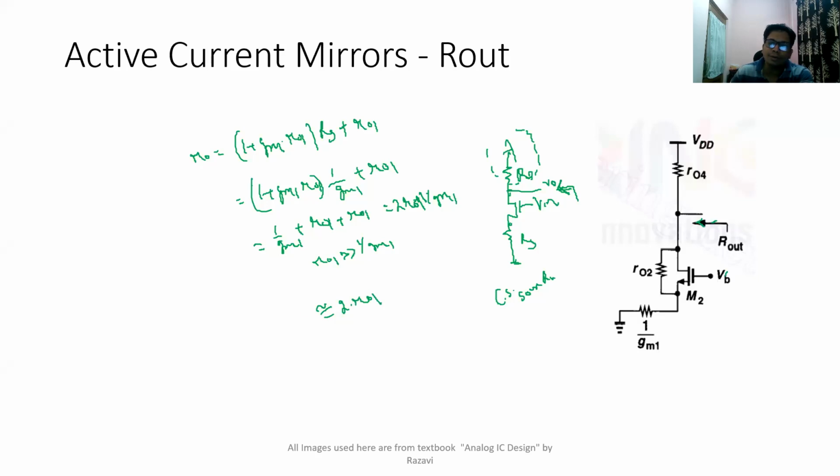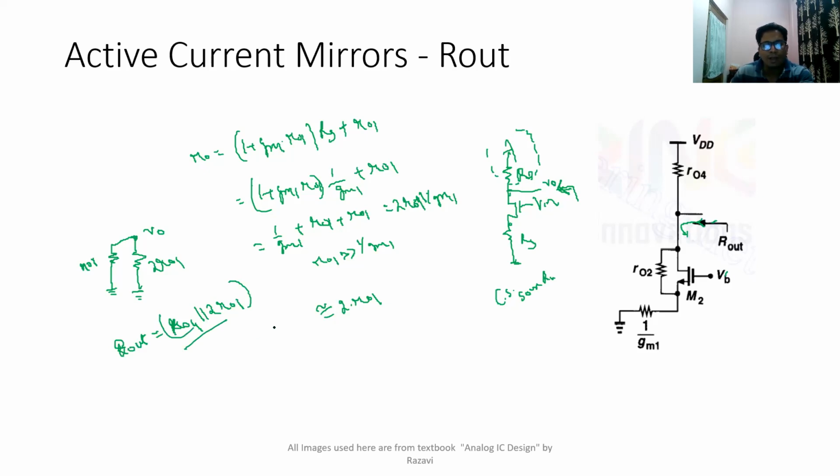So 2 into R1 is just the resistance looking into this side. Again, from this side to VDD, you have RO2. So from the output node to ground, you have a resistance of 2 RO1, which we have just found out. Again, from that output node to VDD, you can replace it as small signal ground. Its resistance is RO4. So the total R out for this circuitry is the parallel combination of RO4 and 2 RO1. So this is R out.